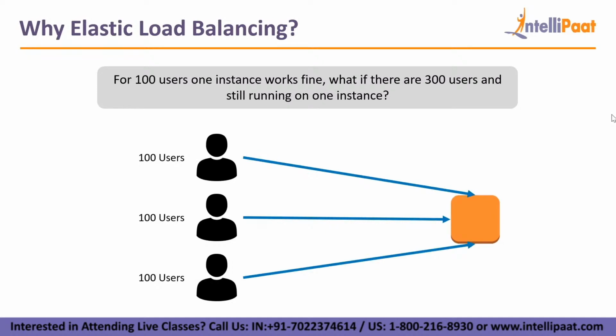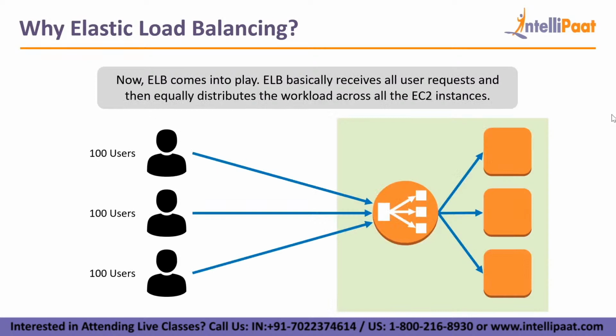Now, what if there are 300 users, you have 3 different instances right now, but all 300 users are redirected to one particular server? This is not acceptable, right? Because you are paying for the other 2 servers as well. So to solve that, we bring in elastic load balancing. ELB receives all the user requests. Let's say you have 100 different servers. You will not be taken directly to a particular server from your request. First you will be taken to ELB.